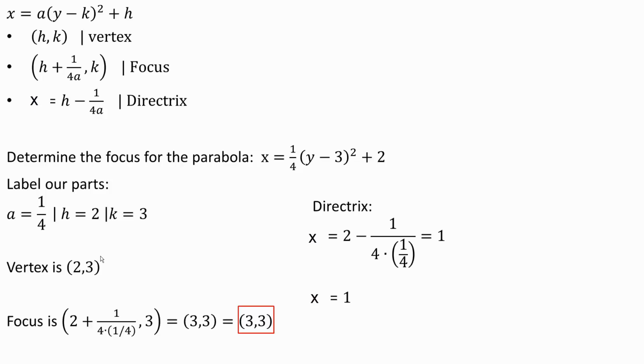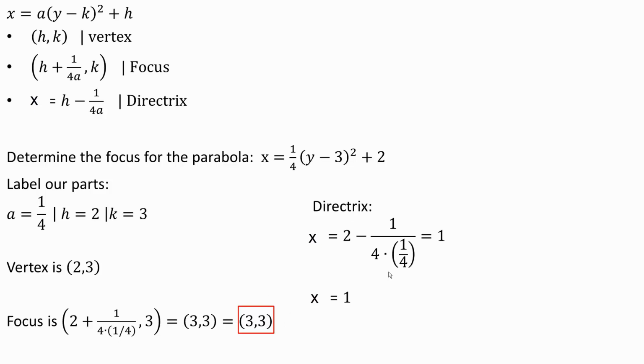And so the vertex would be (2, 3), and then the focus would be (h plus 1 divided by 4a, k). So our h is 2 plus 1 divided by 4 times a. a is 1/4. So 1 divided by 4 times 1/4, k. k is 3. So 1 divided by 4 times 1/4 becomes 1. So 2 plus 1 is 3. So we have (3, 3) as our focus.